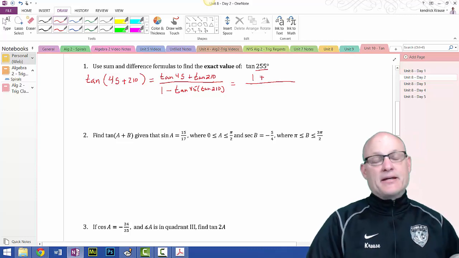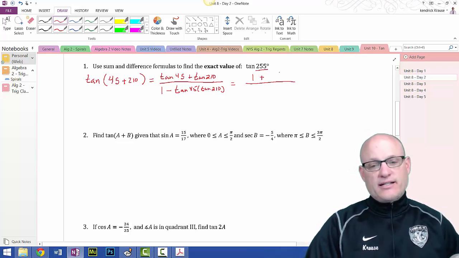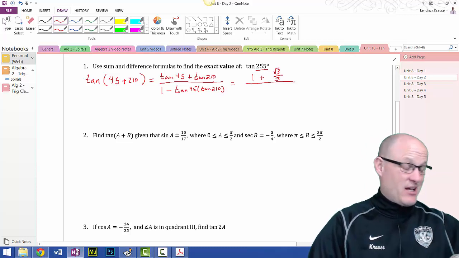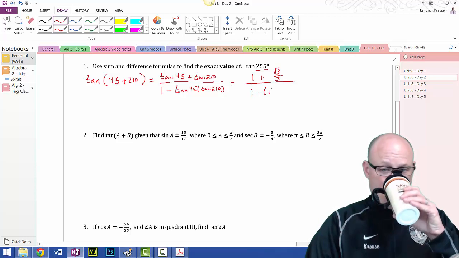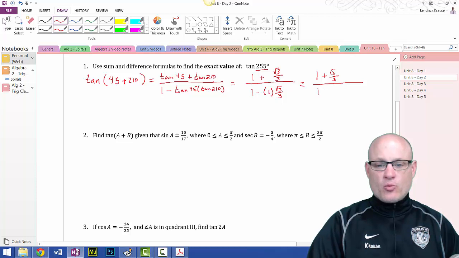Plus, now 210. 210 has a reference angle of 30. Oh, gosh, could I have been more disgustingly mean to you guys? Square root of 3 over 3. You're going to see why that's a problem in about 30 seconds. I'm going to eat some burgers to get through this problem. So this is 1 minus 1 times radical 3 over 3. So my not final answer is 1 plus radical 3 over 3, all over 1 minus radical 3 over 3.